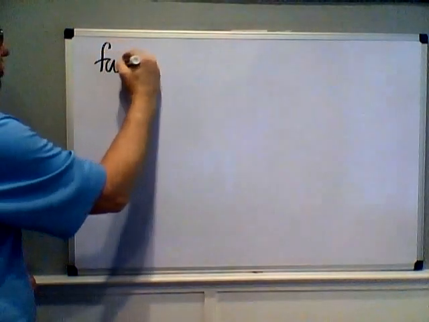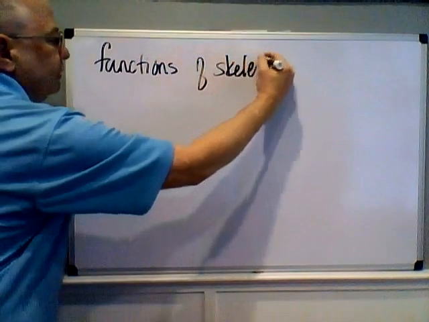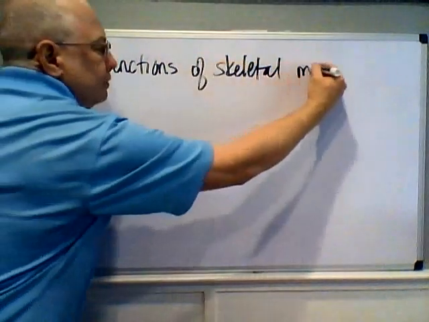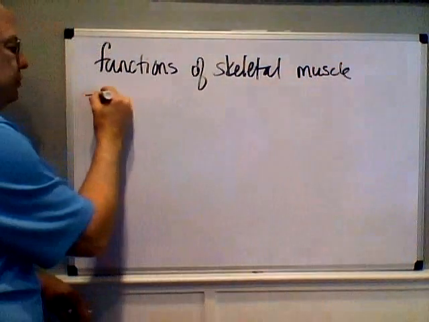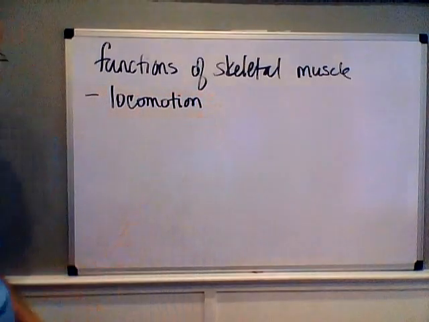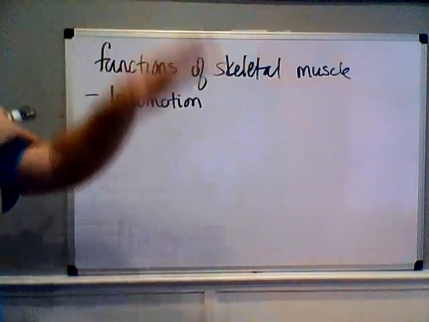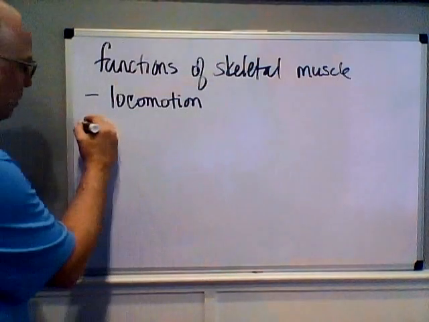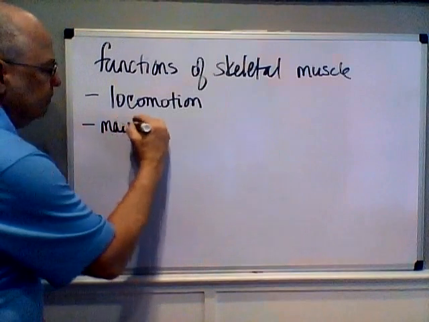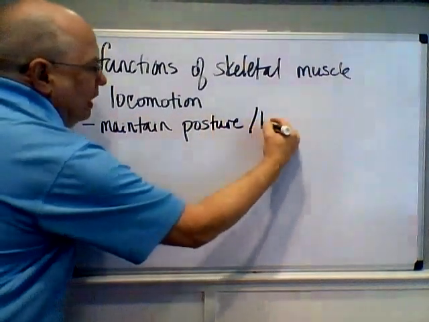So one last thing. We're going to start focusing a little bit more on skeletal muscle. There are some functions to skeletal muscle. One of those functions is locomotion. We talked about this before. It moves your location in space. I want to move the location of my hand, some muscles are going to contract on the bones, move my hand, move my body around. We said that it can maintain posture and body position.